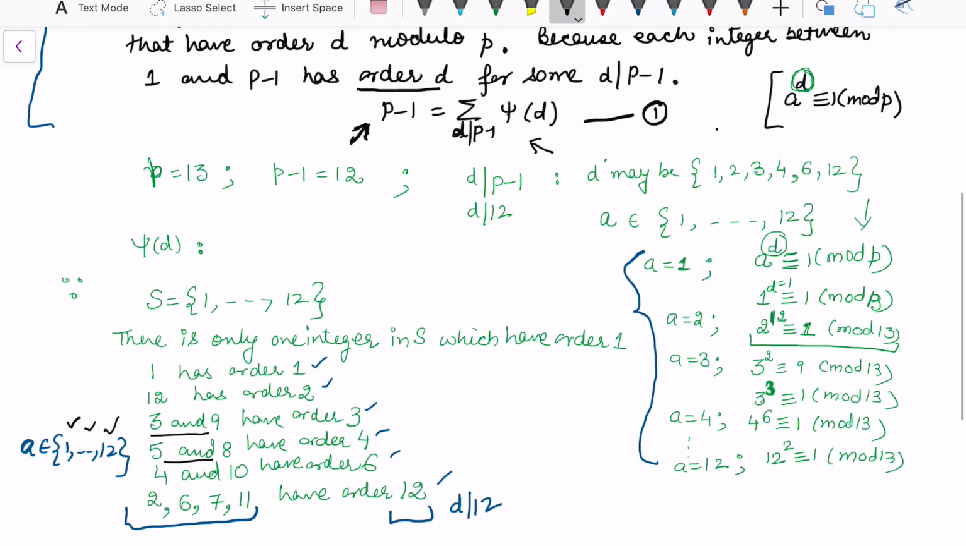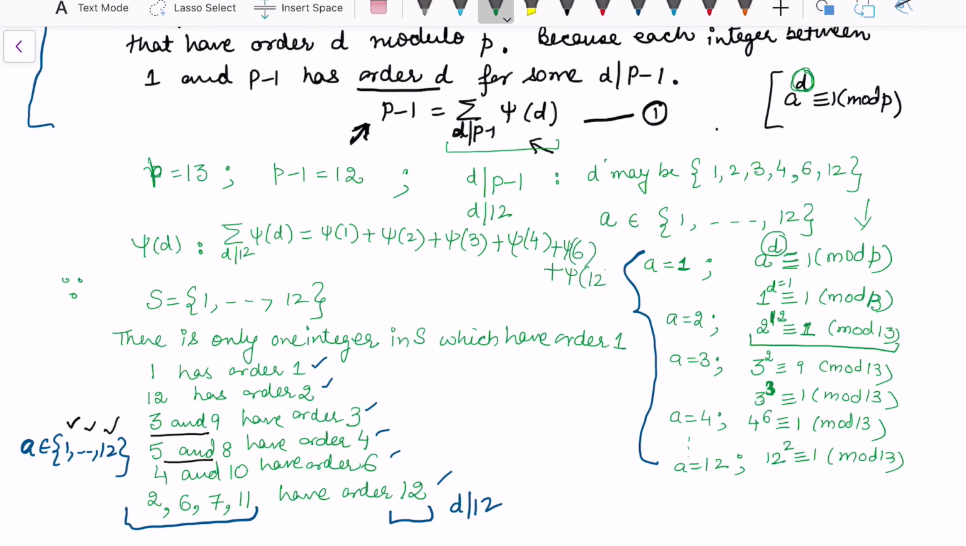When we run over D dividing P minus 1, how have I written this in the form of the summation? Let us look at this expression again: summation over D dividing 12 of Xi D. Xi D is, if D is equal to 1, those numbers which have order 1, plus those numbers which have order 2, plus order 3, plus order 4, plus order 6, and plus those numbers which have order 12.